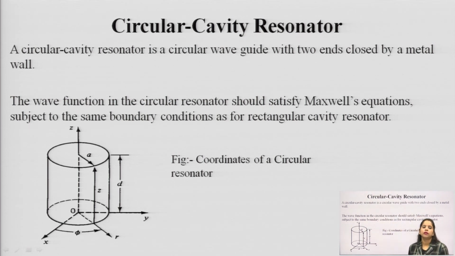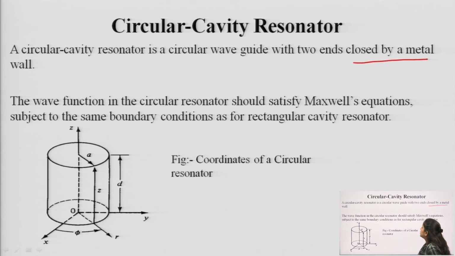Now comes the turn of the circular cavity resonator. Same as the rectangular cavity resonator, the circular cavity resonator is also constructed from the circular waveguide, with the z direction bounded at one end and open at the other. In the case of a circular waveguide, z is open at both ends, but if we want to design the resonator from that, we have to close one end. A circular cavity resonator is a circular waveguide with two ends enclosed by a metal wall.